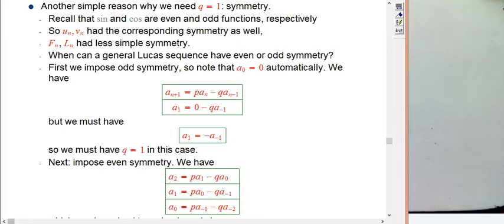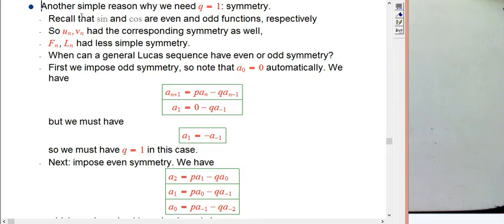In this video, I want to talk a little bit more about why we twisted to get the sine and cosine. There's a simple reason why q equals 1 behaves better, at least in this perspective, than any other value of q for the generalized Lucas sequences, and that's symmetry.